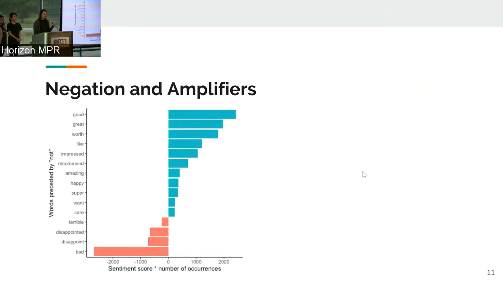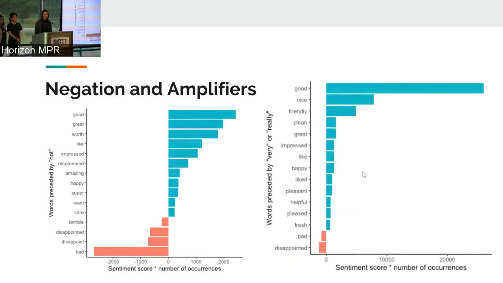On the left, you see words preceded by not. So in this case, it would be not good, not bad as well. And that flips the meaning of this, as well as amplifiers, or things that are really playing up how much they loved it. So very nice, really friendly, really impressed, all of this. We're not accounting for this in our unigram approach, but it was something we thought about descriptively just to get a better sense of the text in our data set.